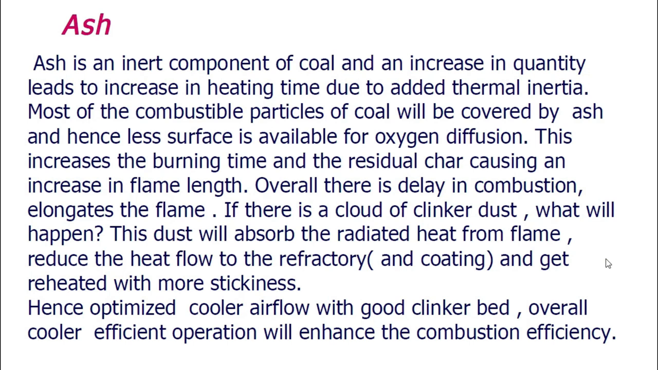Ash: ash is an inert component of coal and an increase in quantity leads to an increase in heating time due to added thermal inertia. Most of the combustible particles of coal will be covered by ash and hence less surface is available for oxygen diffusion. This increases the burning time and the residual char, causing an increase in flame length. So overall, there is delay in combustion and it elongates the flame.